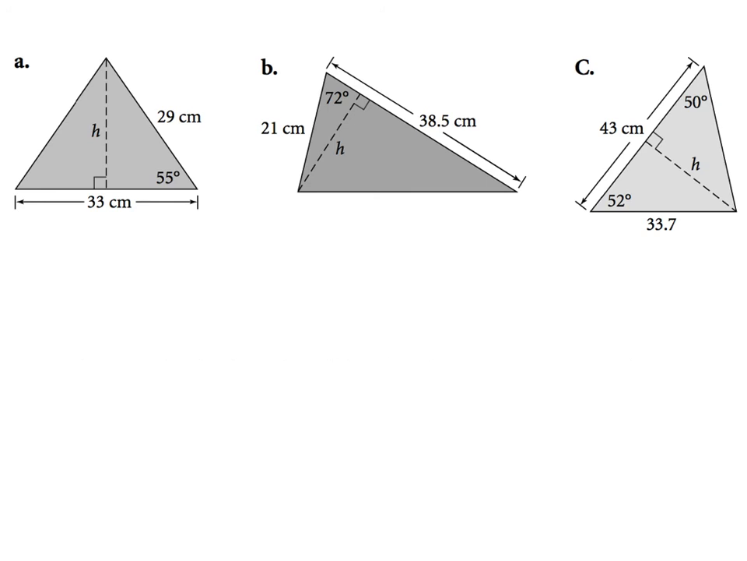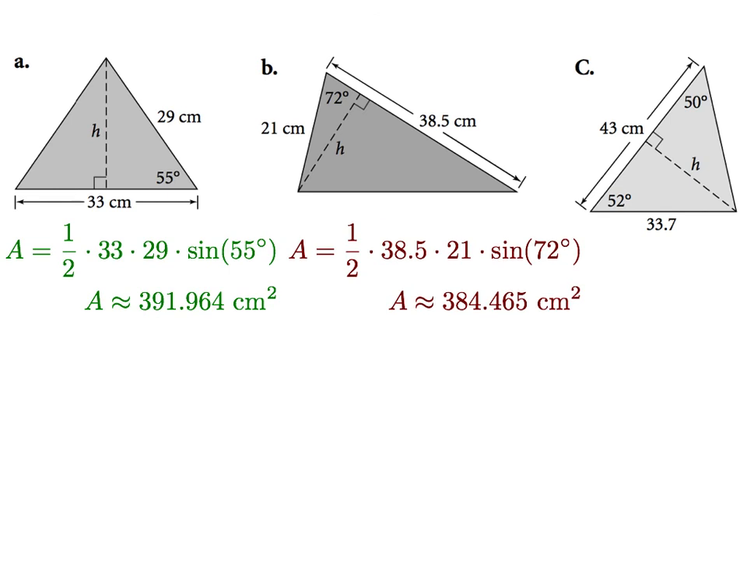For that first triangle, triangle A, we have 33 and 29. Angle 55 is sandwiched between those two sides, and so the area for that triangle is about 391.964 square centimeters. For part B, you see 72 degrees is sandwiched between 21 and 38.5, and so that gives us an area of about 384.465.